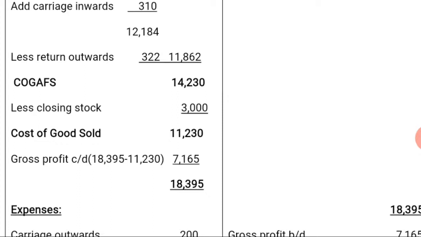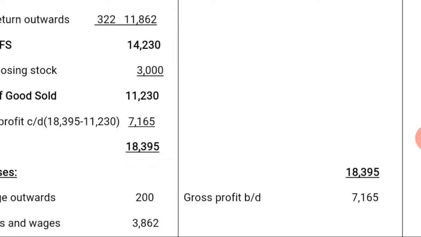18,395 Naira, deduct the cost of goods sold from it, which is 11,230 Naira. Then you arrive at 7,165 Naira, which is our gross profit. That is, net sales minus cost of goods sold: 18,395 Naira minus 11,230 Naira, and you arrive at the gross profit of 7,165 Naira. Then you close the trading account with the total of 18,395 Naira on the debit side and 18,395 Naira on the credit side.